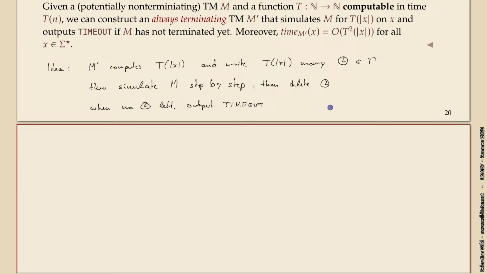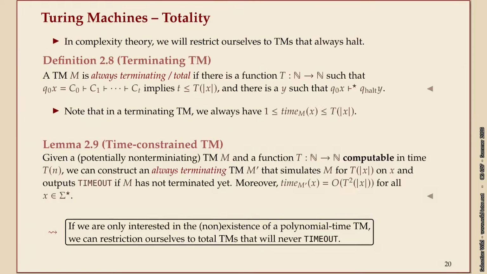That's the rough idea. Maybe you have, yeah, let's leave it with a rough idea. I think the construction itself is not as important. The consequence for this part here is if we're only interested in the existence, is there some way to do it on a Turing machine with polynomial running time? Then we can restrict our attention to these always terminating ones. Okay.